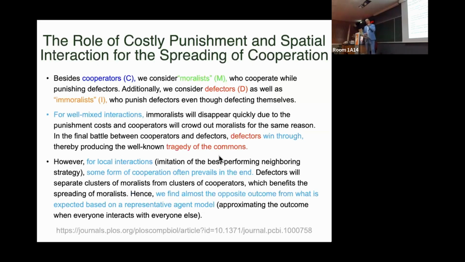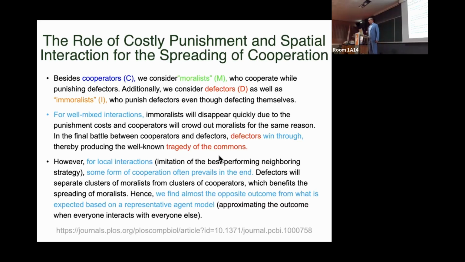Here's another interesting example. So we've been looking into 4 different strategies interacting with each other. Cooperators, defectors, I mean, those who don't cooperate, and then moralists who cooperate but punish defectors, and immoralists who punish defectors but are still defectors themselves. That's why we call them immoral. You know, it's logically inconsistent somehow. Okay, and if everyone interacts with everyone else, then basically we end up again with the tragedy of the commons. I mean, no cooperation. This is what economists would predict based on the representative agent model.